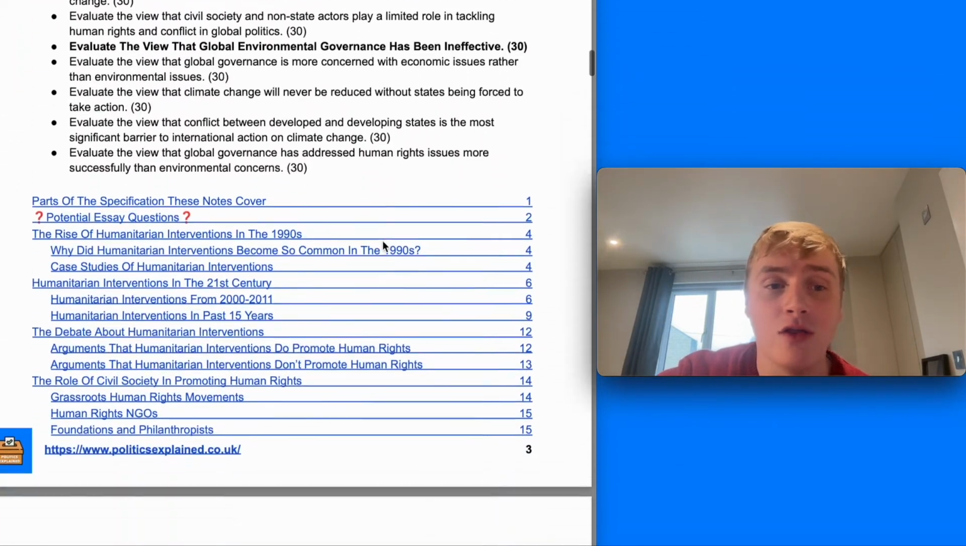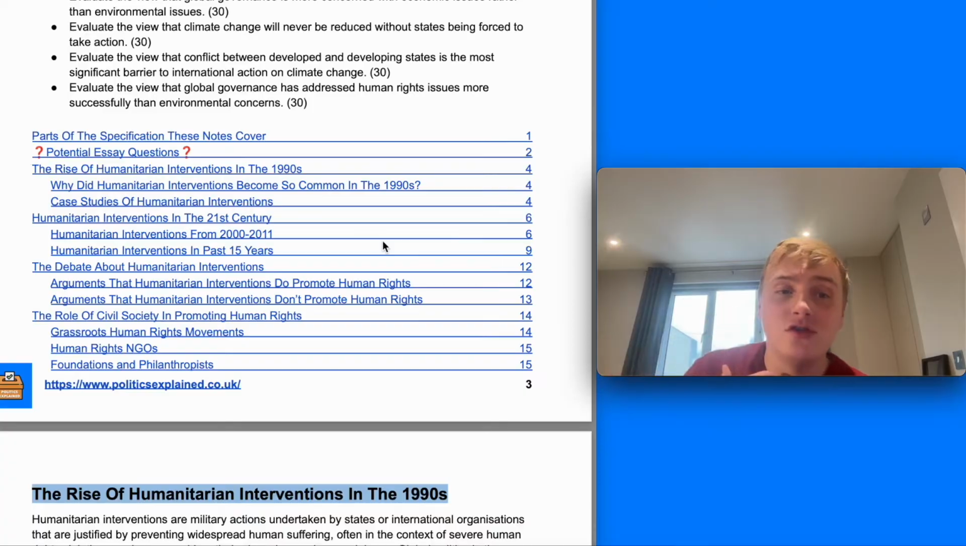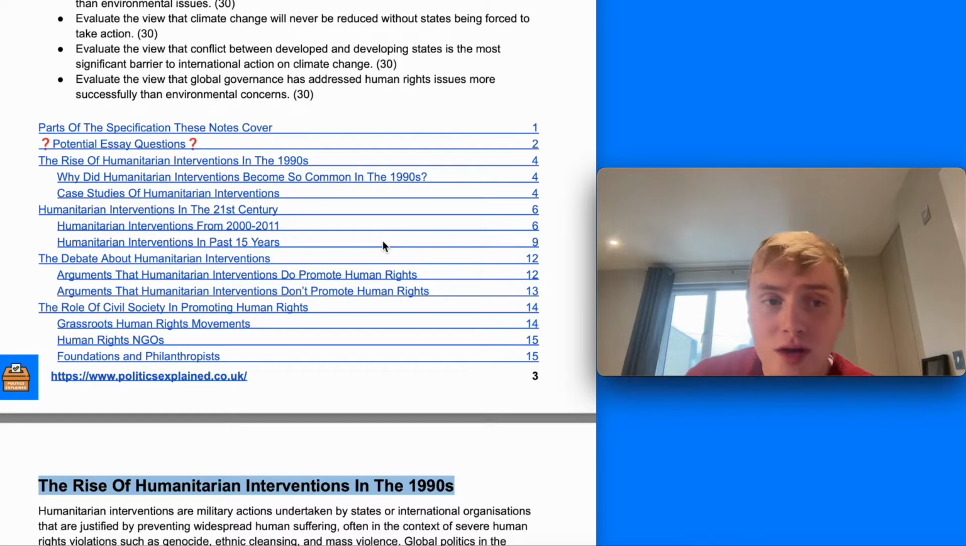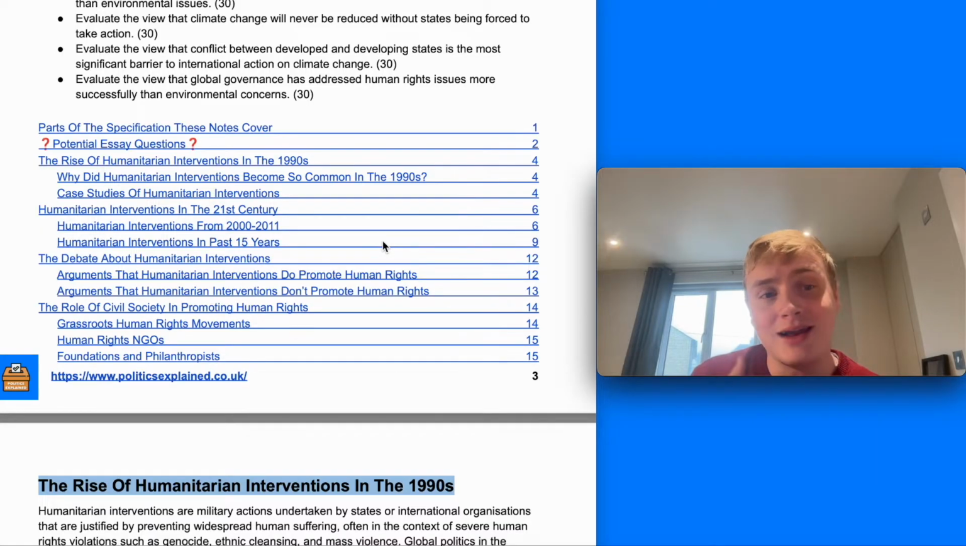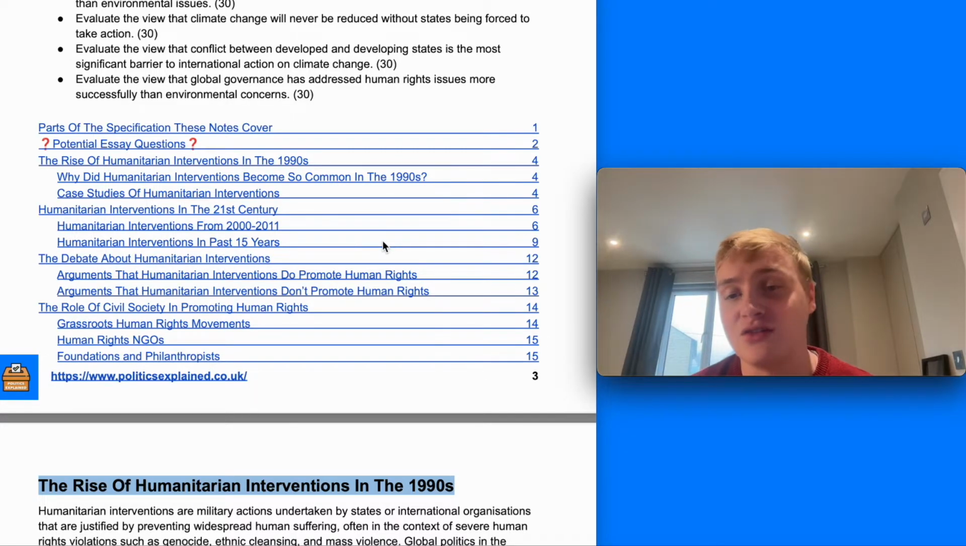From there, I'm going to start on the content and have a look at the rise of humanitarian interventions in the 1990s in particular, looking not only at a number of case studies of humanitarian interventions, both successful and unsuccessful, but also at the reasons why humanitarian interventions became so common in the post-Cold War period. From there, I'm going to look at humanitarian interventions in the 21st century, and in particular, the reasons for the decline in humanitarian interventions in the last 15 years in particular.